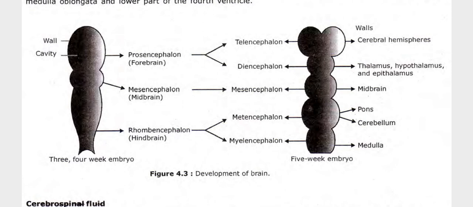Brain development is shown in the first figure. Prosencephalon, forebrain; mesencephalon, midbrain; and rhombencephalon, that is hindbrain regions are shown. When that embryo matures into a 5-week embryo, we could see differences: telencephalon is there, cerebral hemispheres are there, walls, diencephalon, thalamus, hypothalamus, and epithalamus. Mesencephalon region forms the midbrain, metencephalon and myelencephalon are formed, pons, cerebellum, along with medulla regions.